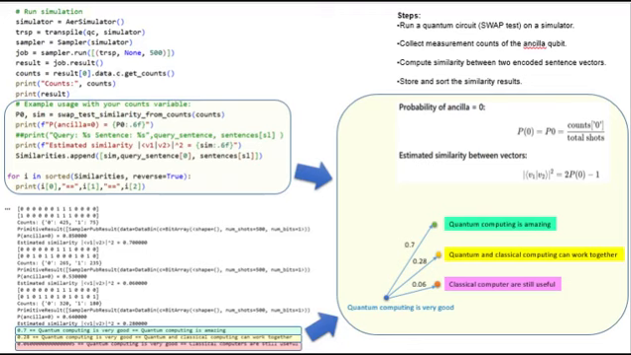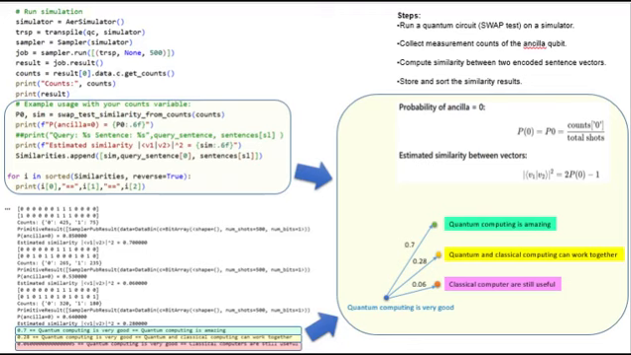Step 2. Converting counts into similarity. We use our earlier function to convert raw measurement data to probability P0, and probability P0 to sentence similarity score. This is where the controlled swap test finally pays off. Step 3. Storing the results. We sort by similarity in descending order. Highest similarity means closest meaning. Lowest similarity means least related. This gives us a quantum-powered semantic ranking.